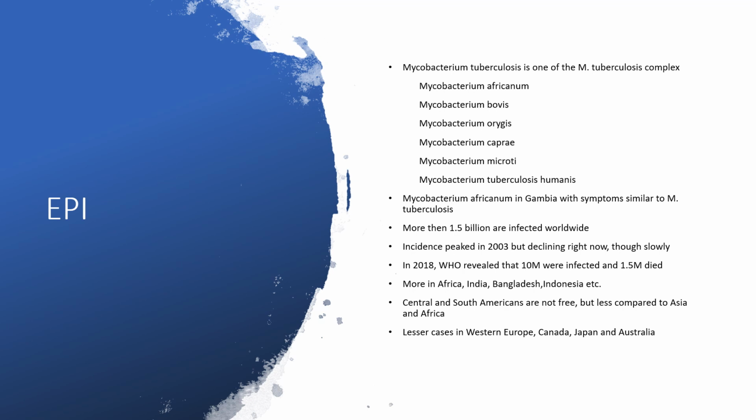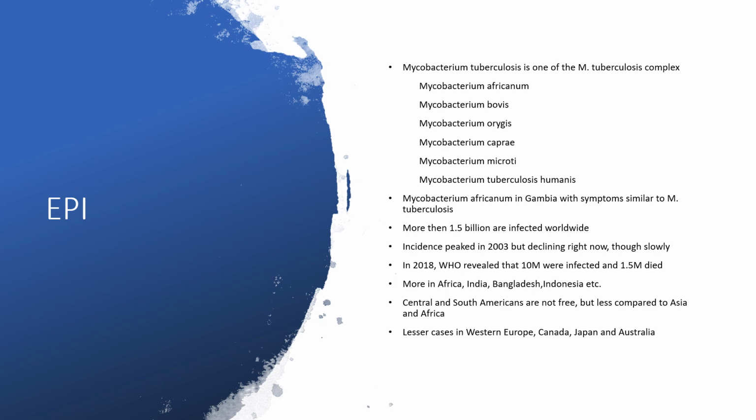More than 1.5 billion people are infected worldwide. Incidence peaked in 2003, but luckily is declining right now, although very slowly. In 2018, the World Health Organization revealed that 10 million people were infected, and they also reported that 1.5 million have died of it. More cases are in Africa, India, Bangladesh, Indonesia, and so on.